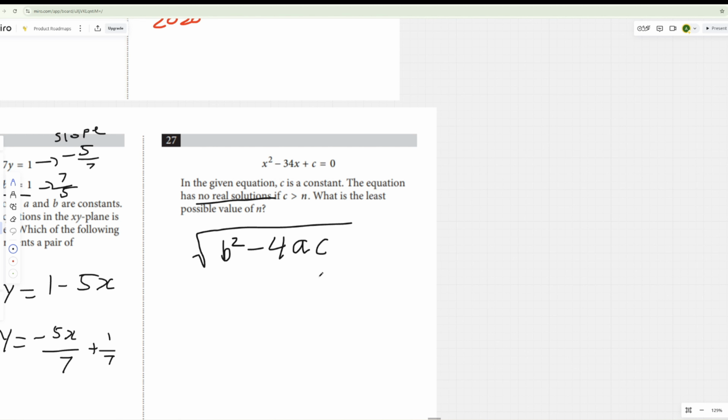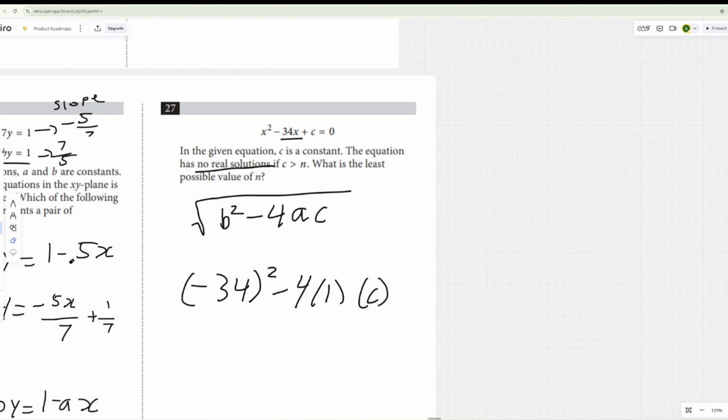If you have a good understanding of the quadratic equation and parabolas in general, you'll know that for it to have no real solutions, this b squared minus 4ac has to be less than 0, because you're going to have something in the imaginary coordinate system, which we don't want. We plug in these numbers, right? We get negative 34 squared minus 4 times 1 times c. Just use the numbers up here. We get 1156 minus 4c has to be less than 0 for the equation to have no solutions.